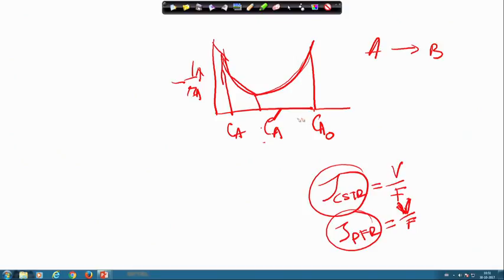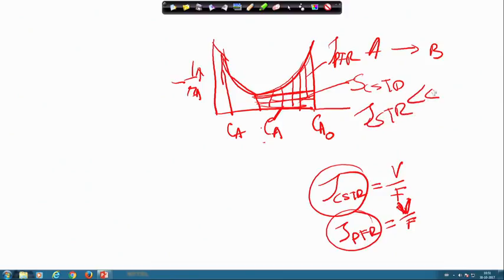Now, when CA0 converts to CA, the area under this curve is equal to tau CSTR, am I right? Tau CSTR. But the area under this curve is tau plug flow reactor. So, obviously, tau CSTR here is much less compared to tau plug flow reactor. So, what is our selection for this type of reaction? Our selection goes to the CSTR.